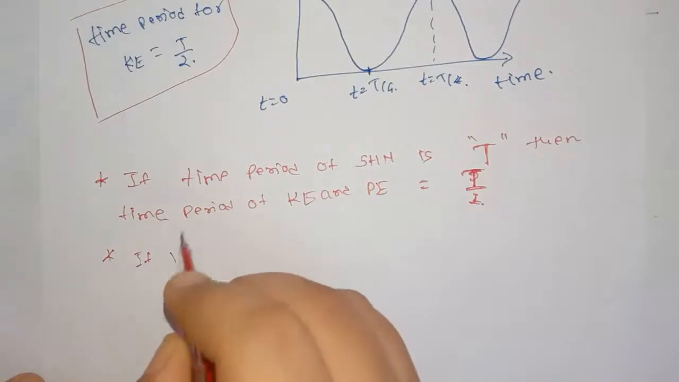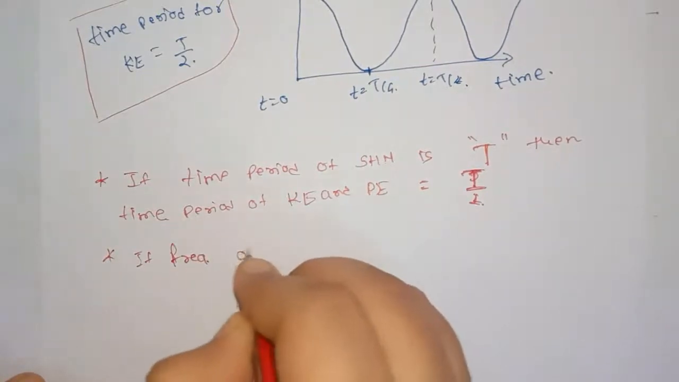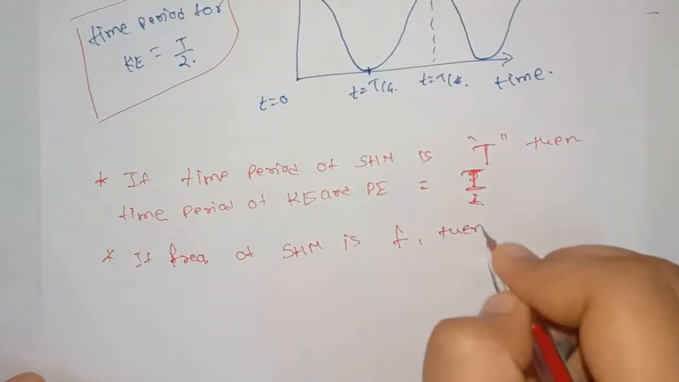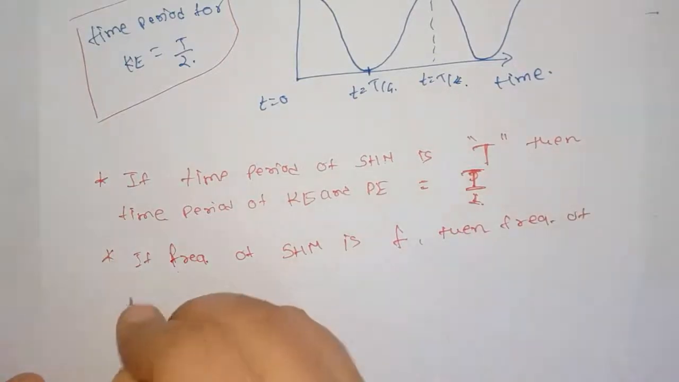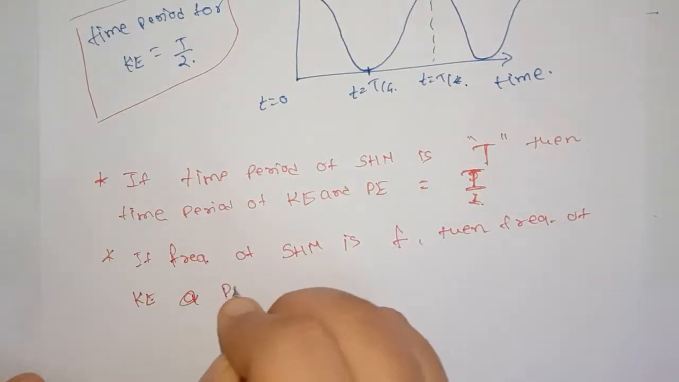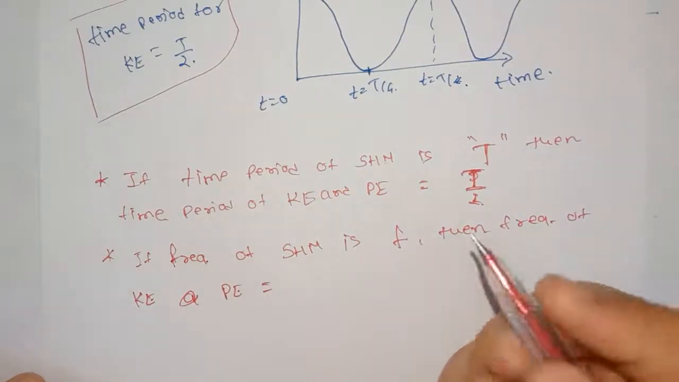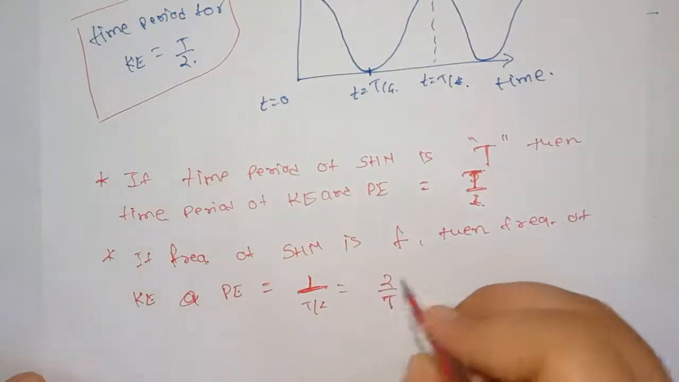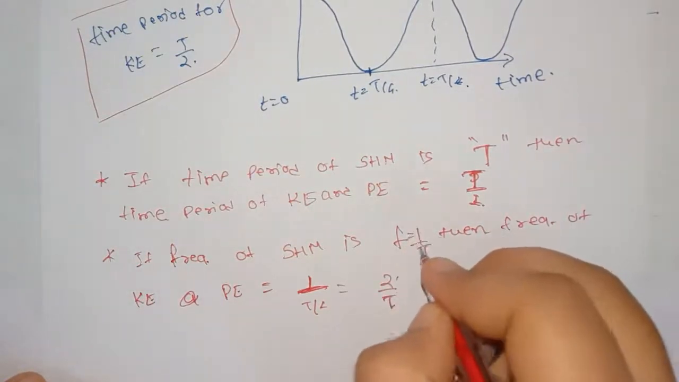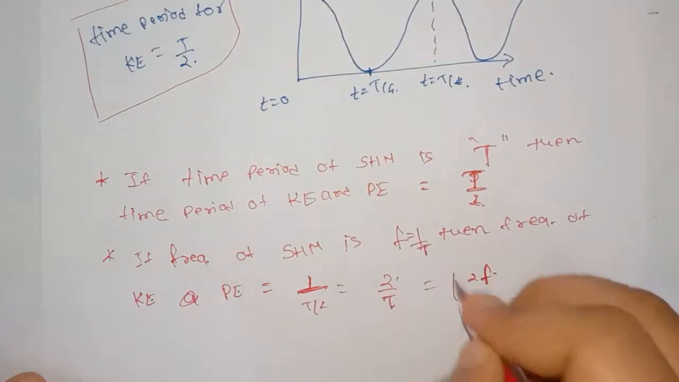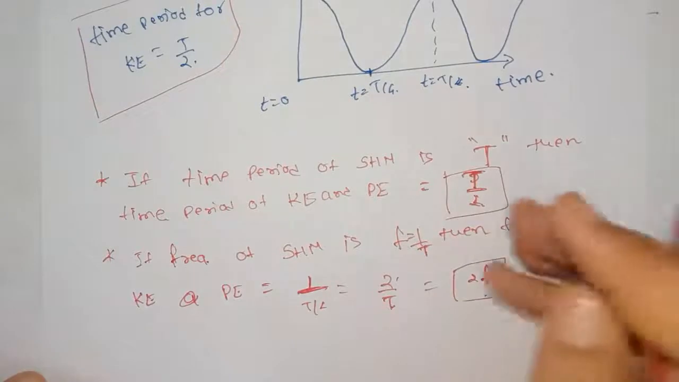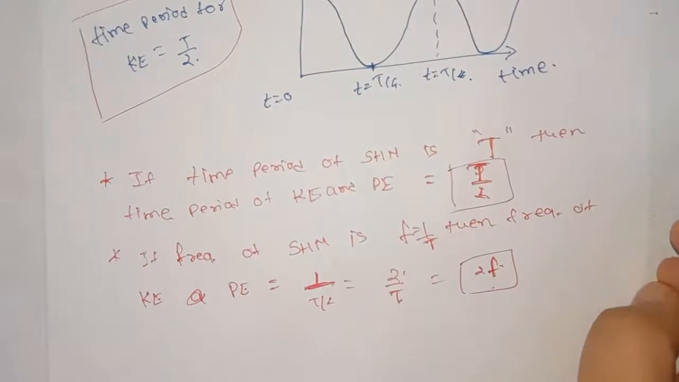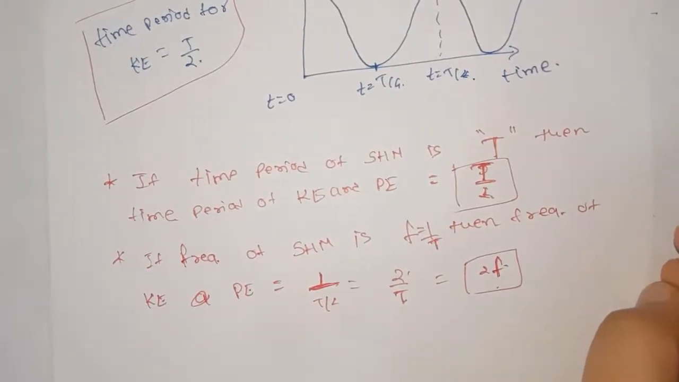If the frequency of SHM is f, then the frequency of kinetic energy and potential energy will be given by 1 upon time period, 1 upon T by 2, that will be 2 by T. But 1 by T is equal to f, so that will be 2f. So the time period of energy is half that of the time period of SHM, and the frequency is double that of the SHM.